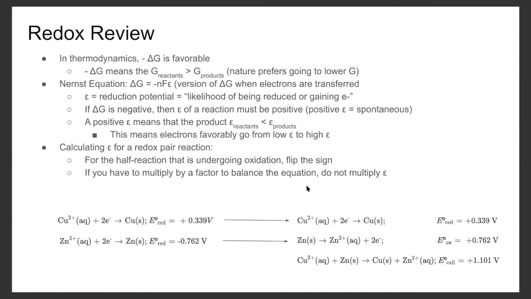When we have thermodynamics and delta G, we often remember that negative delta G values mean that the reaction is favorable or spontaneous. So typically the G, or free energy, of the reactants is usually greater than the products, and that means that the delta G is negative.